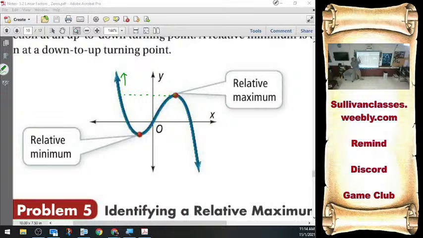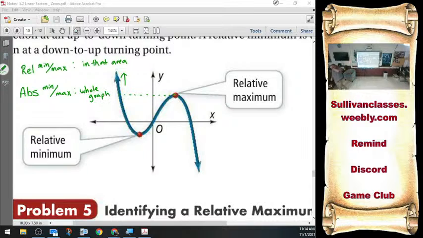So I want you to have a note for that. Something is a relative minimum or maximum versus an absolute minimum or maximum if it's in that area versus for the whole graph. Okay. An absolute minimum is the lowest it ever goes, meaning its end behavior is not negative infinity.